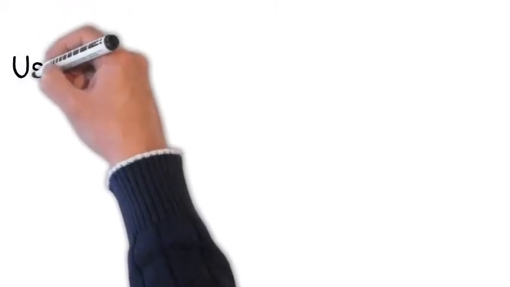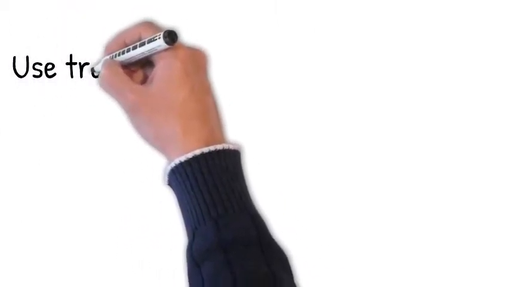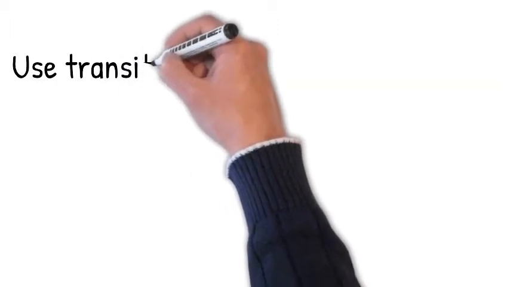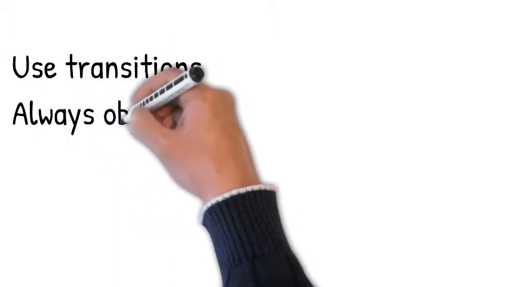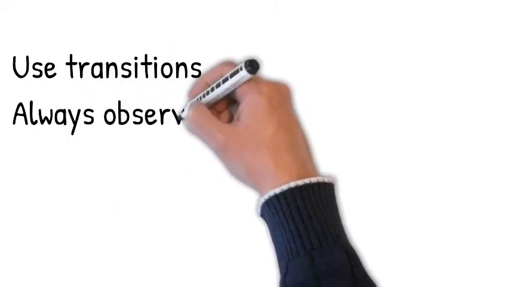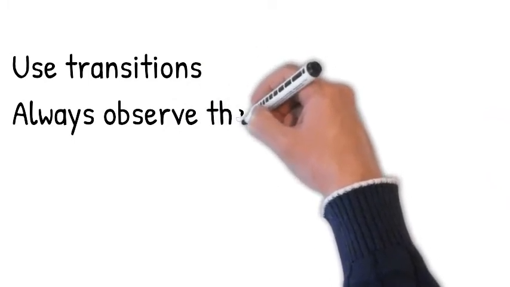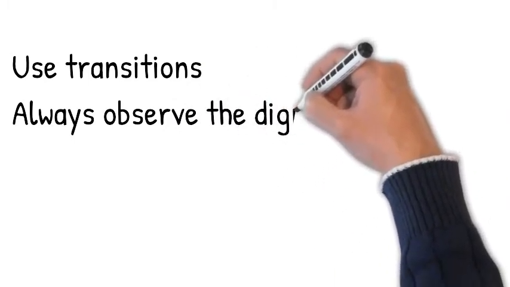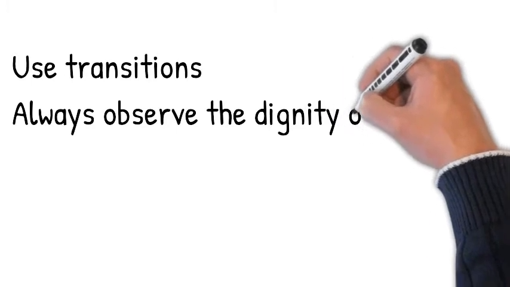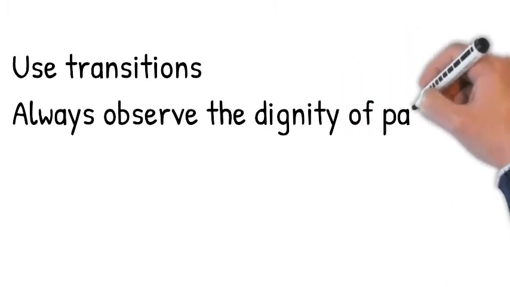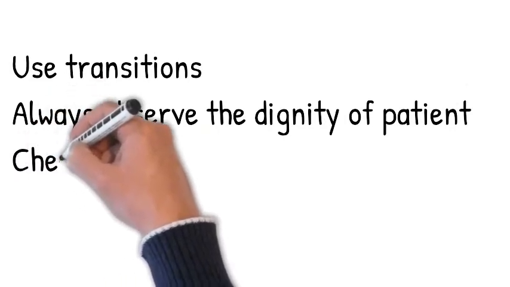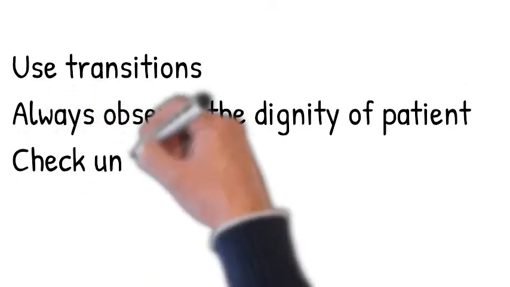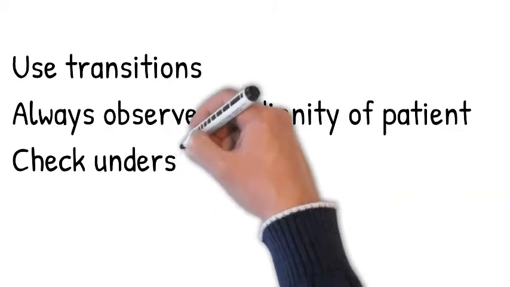While interviewing the patient, try to use transitions when moving from the presenting complaint to past medical history to social history. For example, saying, now I want to ask a few questions about your health in the past. Is that all right? Furthermore, while talking about the private life of the patient, use phrases cautiously and observe the dignity of the patient. Check understanding at various levels during the interview and encourage the patient as well.